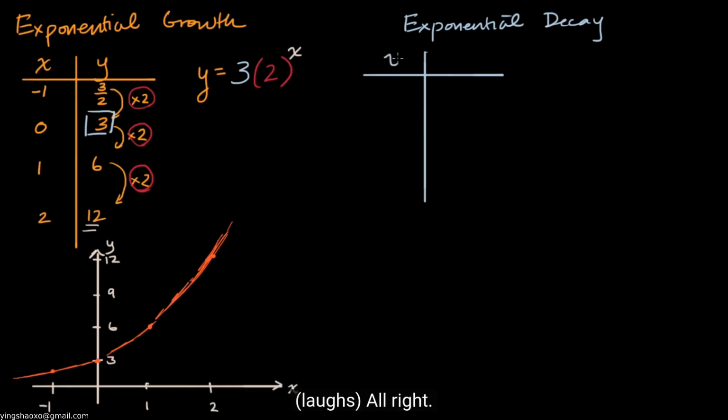All right, so here we go. We have x and we have y. And so let's start with, let's say we start in the same place. So when x is 0, y is 3.